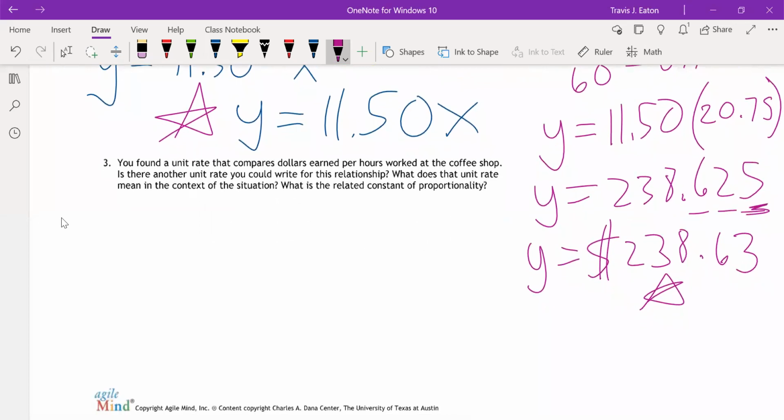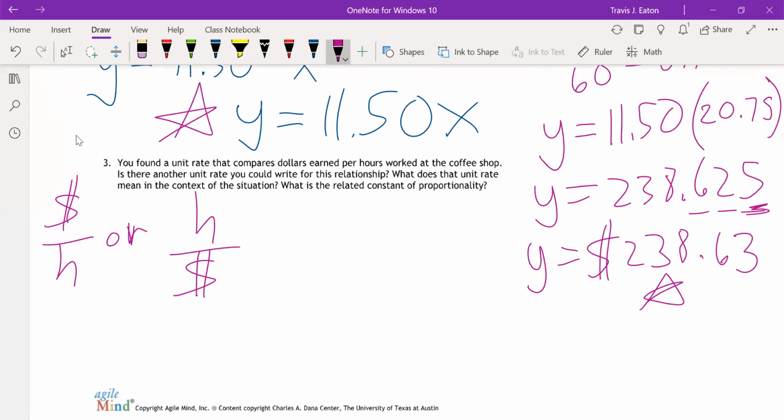Okay, so now question number 3 says that we found the unit rate that compares dollars earned per hours, right? So we did this. We did dollars per hour. That's what we've done. There's another unit rate that we could use for this relationship, right? Remember, with a ratio, there are 2 unit rates. And so the other unit rate that we would look at would take the hours and look at compared to the money. So hours per dollar.